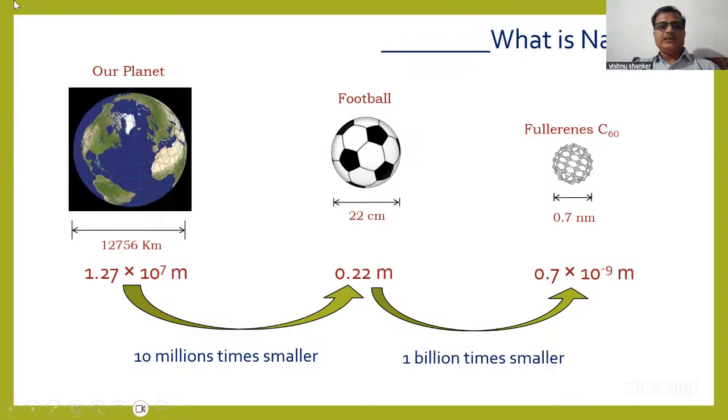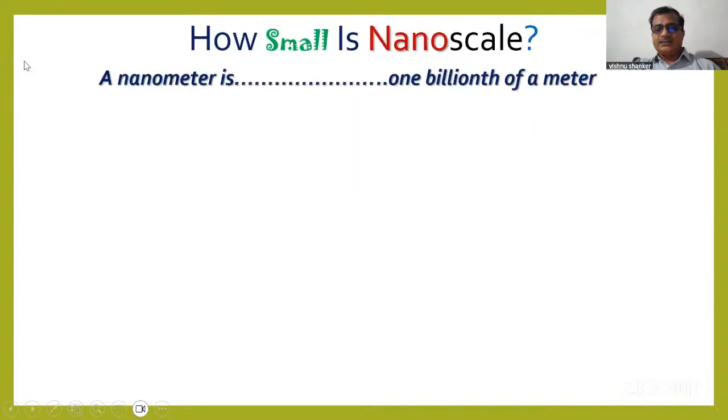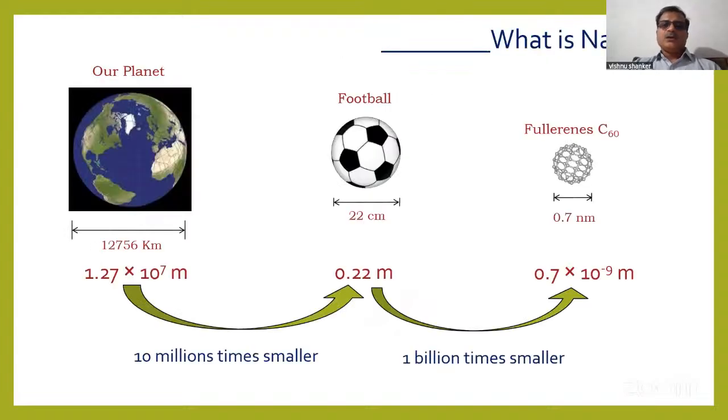So let's see where nanomaterials stand. If you compare our planet Earth with a football, the football is 10 million times smaller than Earth. And if you compare with fullerene, you know that it is a C60. C60 is a carbon molecule, and its size is 1 billion times smaller than the football. So you can just imagine the scale we are talking about.